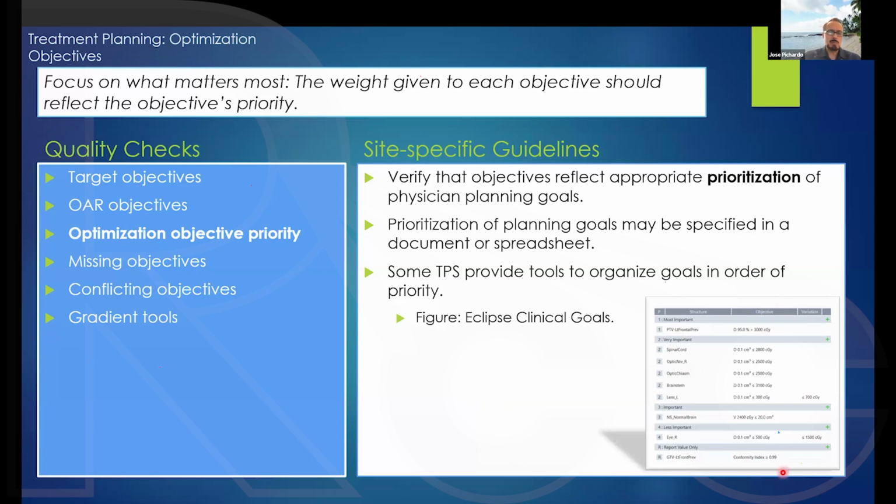This is an example that I'm showing you here for ECLIPSE. In ECLIPSE, you have what is called ECLIPSE clinical goals. And you see that you have most important, very important, important, less important, and report only, right? So you can organize your constraints based on what's the most important to what's less important. What's very important has to be met. What's less important, as long as you've met the most important, then you should be able to meet this one, right? That's how that works.